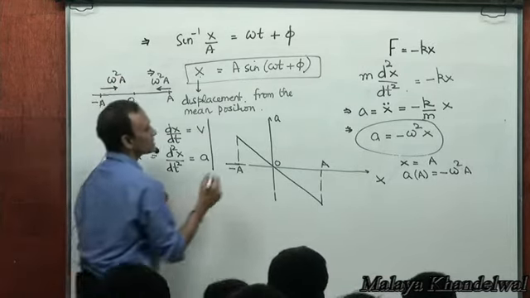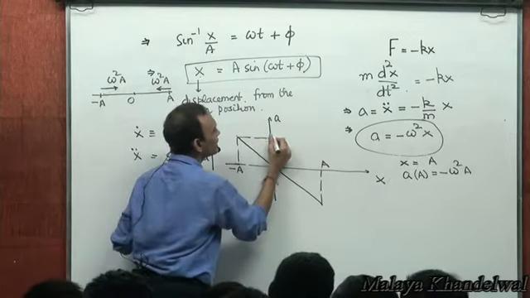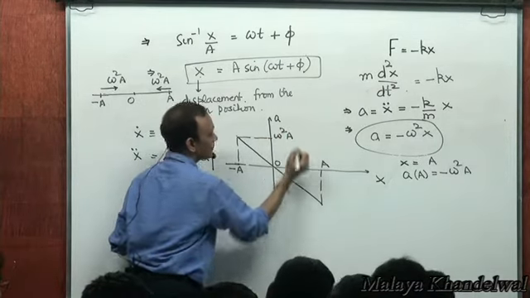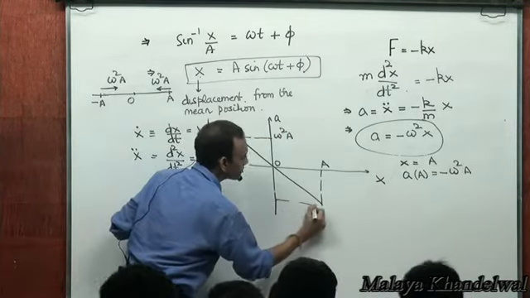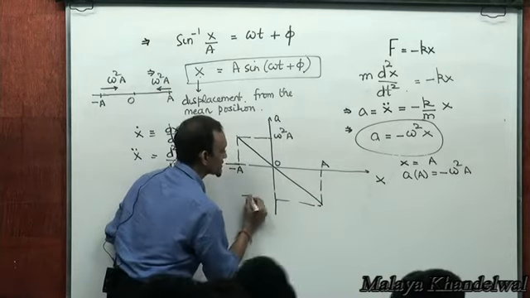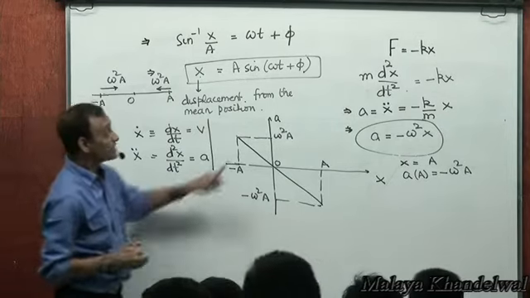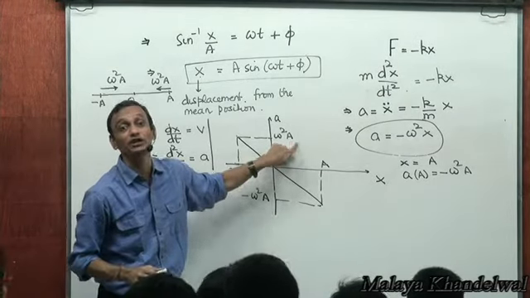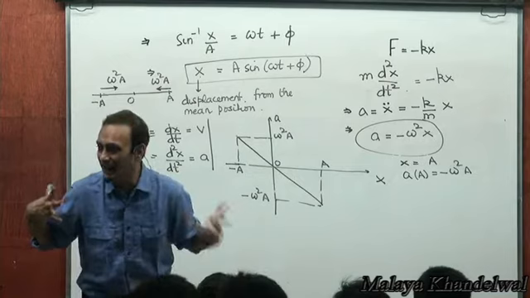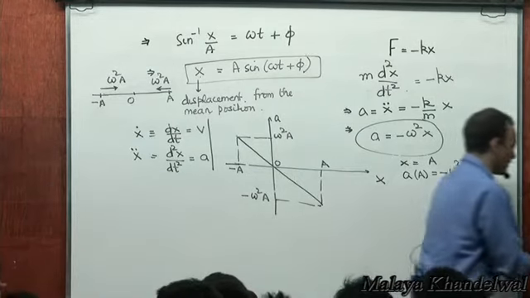Which means at minus a, the acceleration is omega squared a, and at plus a, it's minus omega squared a. That's the acceleration. Do you realize that the maximum acceleration in magnitude would be omega squared a? A max therefore would be omega squared a.